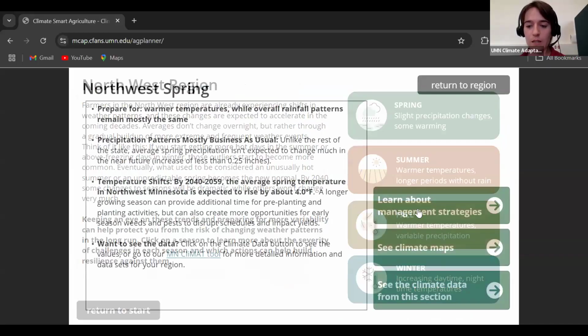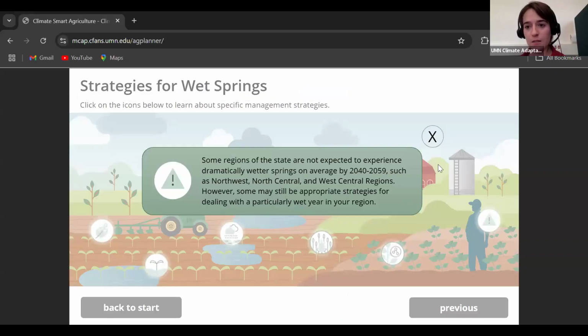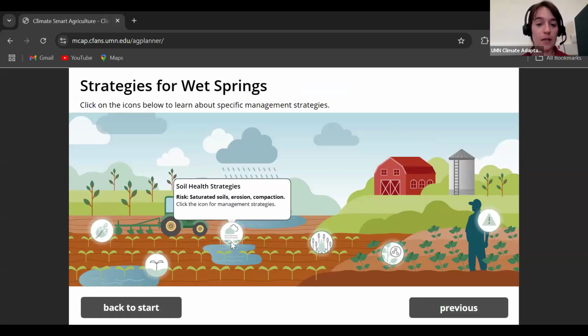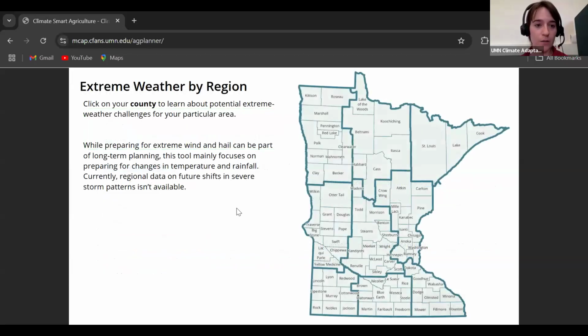And then finally, we can click on management strategies. So again, we note that the northwest region of the state is not expected to become as dramatically wetter relative to other regions of the state, but farmers, based on their soil type, based on what they're growing, might be interested in building resilience for those conditions anyways. And again, we can click on different buckets of where you might build resilience in terms of soil health, or other variables. And if you're someone who works across multiple areas of the state, you can go back and look at these seasonal differences for a number of different regions.